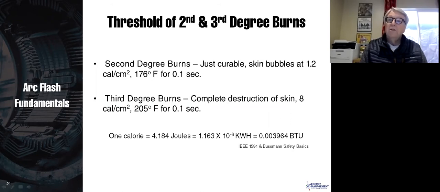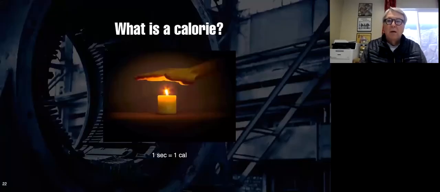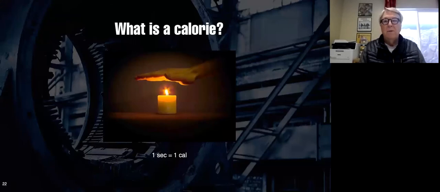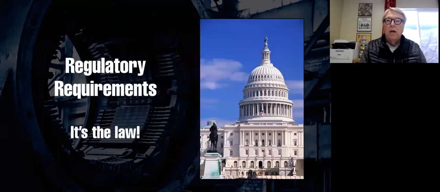So all of the arc flash standards are based around the 1.2 calories per square centimeter because we do not want you to get a second degree burn. And if you don't get a second degree burn, you're not going to get a third degree burn. So 1.2 is a very important number for us to remember. Now, what is a calorie? Right here in the middle, if you put your hand in the hottest part of the flame of a candle, not where he's got it, but down into the flame, and you leave it there for 1 second, that's 1 calorie. That gives us a feel for that. And 1.2 calories can give us a second degree burn.